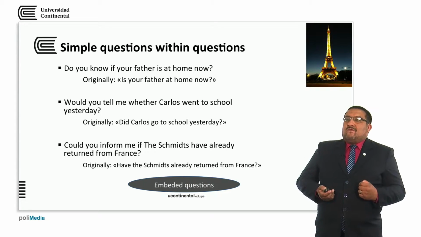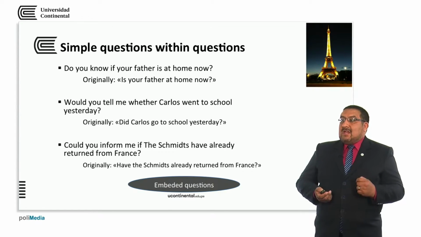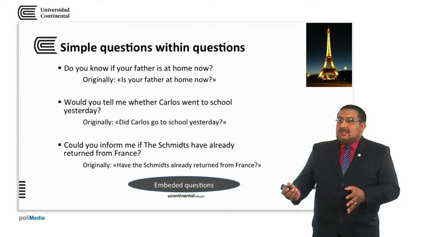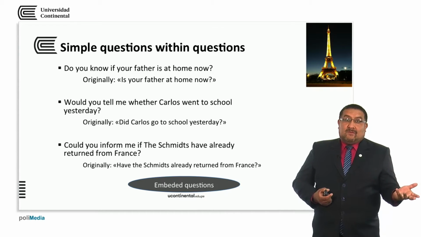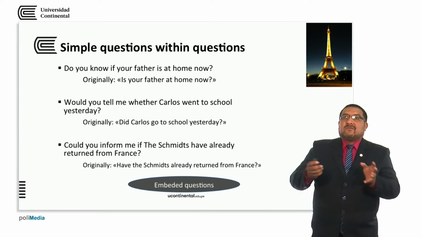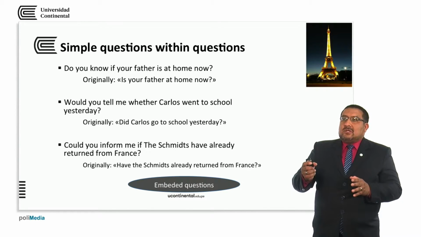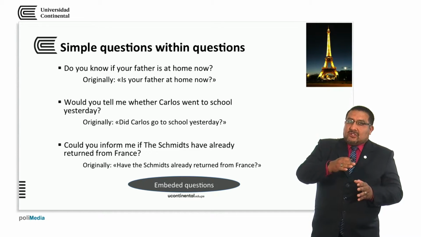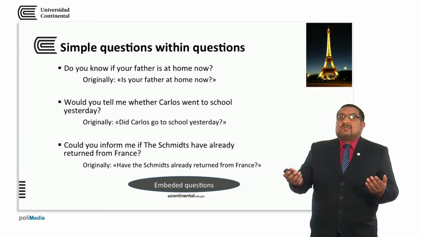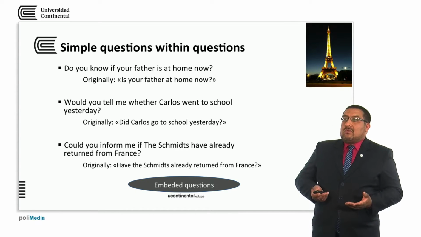Or could you inform me if the Smiths have already returned from France? Now, you want to know, have the Smiths already returned from France? But this is not what you're asking. You're asking the other person, would you inform me? That's the real question. And the other is part of the information. As you observe, you can see this question within questions with the question format in the form of a regular sentence. I will explain more of this.